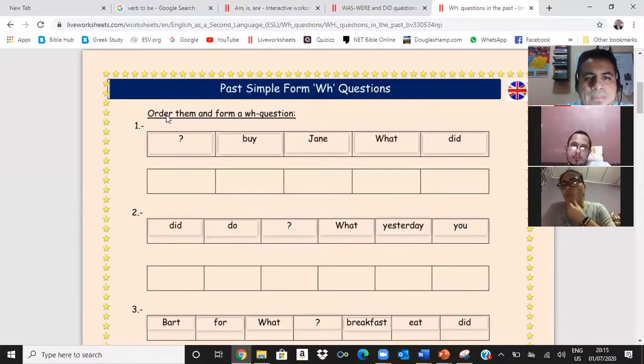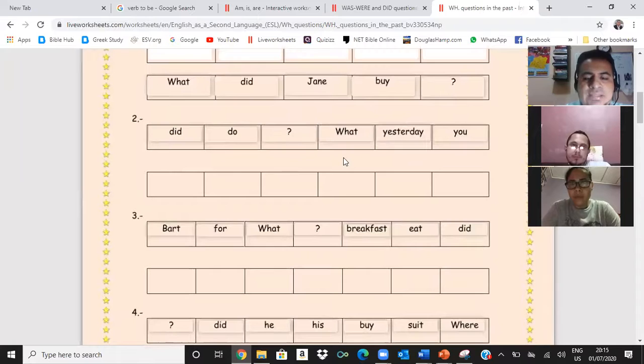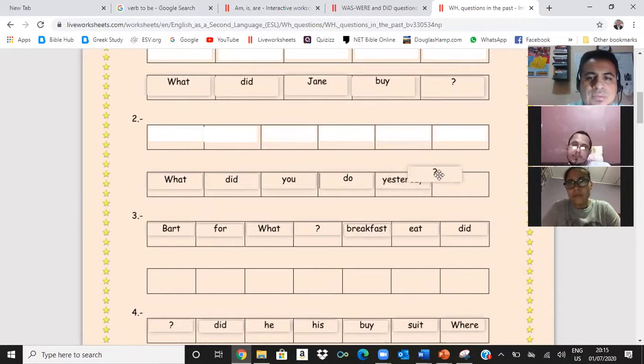El último link no lo entendí mucho. Order, this one says, order them and form WH questions. Okay. What did Jen buy? Entonces, esta es con WH questions plus did. Okay. So, this is the number three, okay? This one has did and do. For example, number two puede ser un poquito confusa. What did you do? Yesterday. Okay, very good. So, that's the number three.